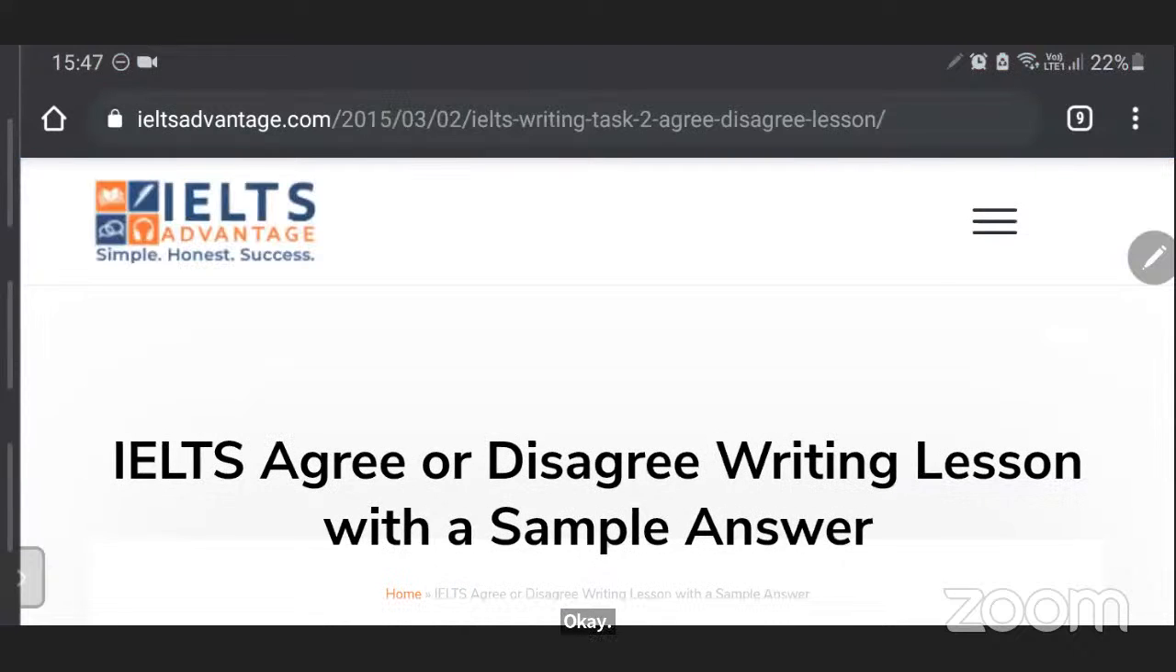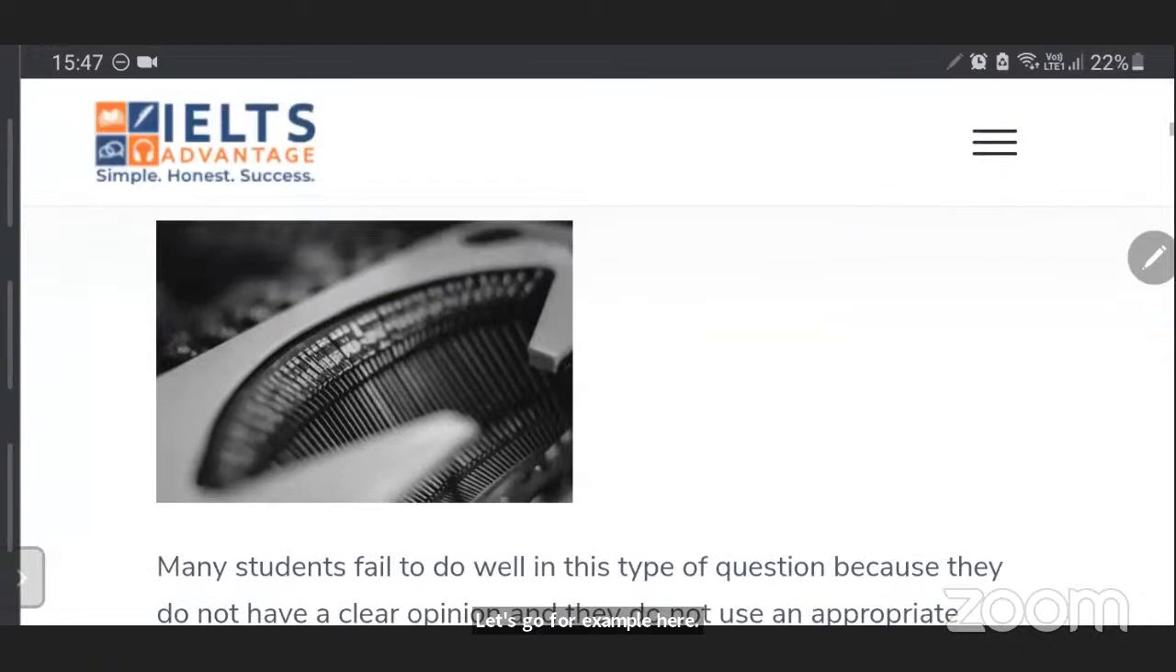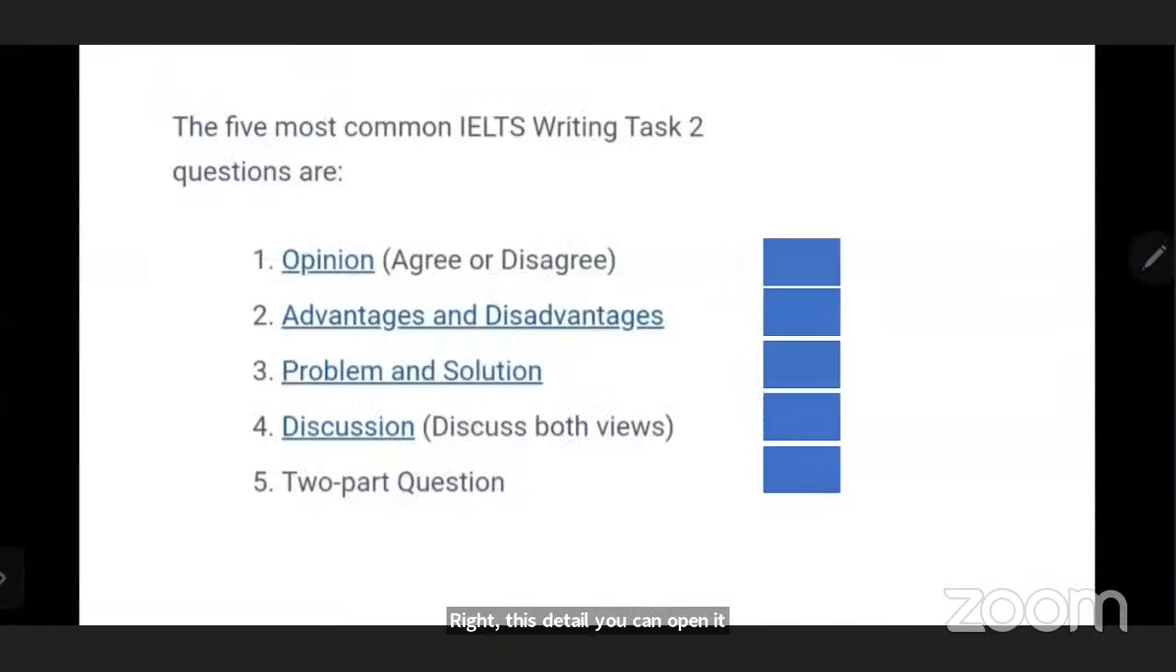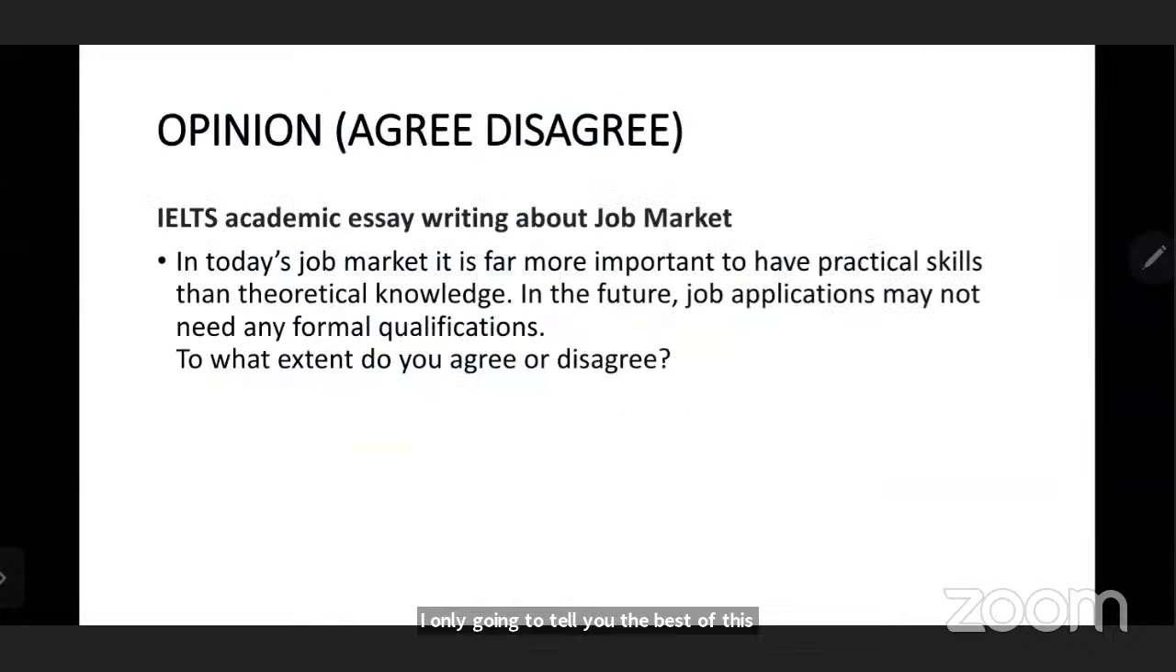Let's go for example here. Right. This detail, you can open it yourself when I give you the file. I'm only going to tell you the basics of this. Okay, this is the example of a question for an agree or disagree question. In today's job market, it is far more important to have practical skills than theoretical knowledge. In the future, job applications may not need any formal qualification. To what extent do you agree or disagree?